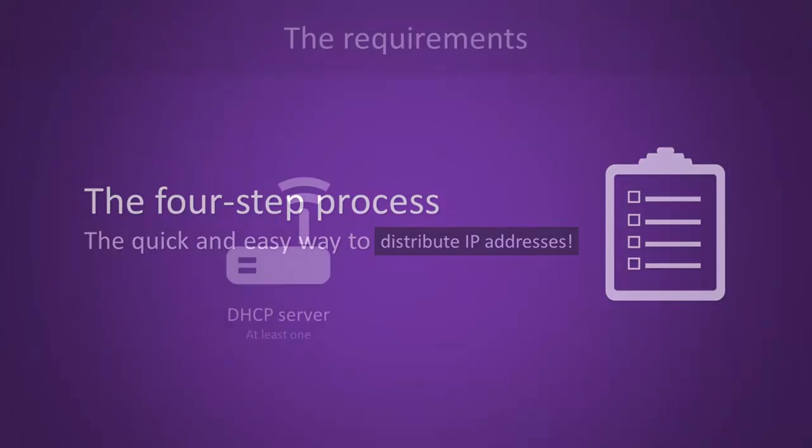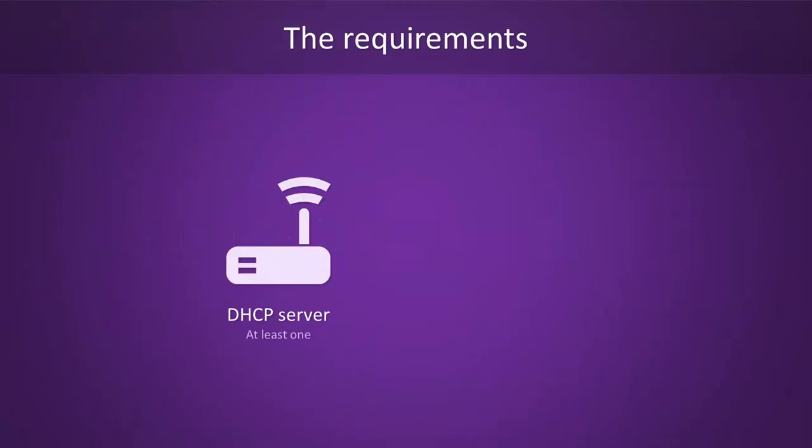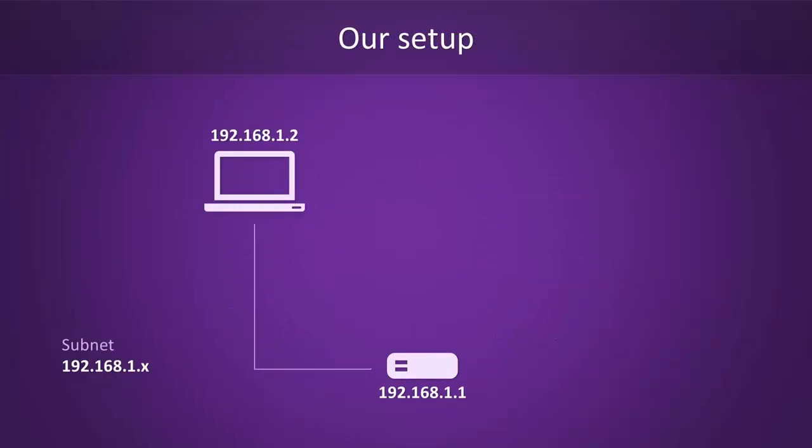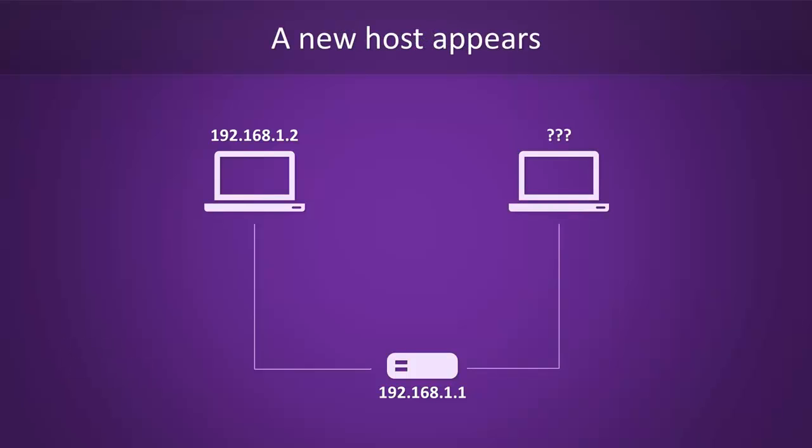Now that you get the gist of it, it's time to look at DHCP's 4-step process in a little more detail. DHCP has 2 requirements, one of which being a server. You'll need at least one DHCP server on your network, but routers usually have one built in. Secondly, every host on the network needs to run a DHCP client. There are ways to run DHCP alongside static IP addresses in your network, but let's not overcomplicate things right now and leave that aside. Here's our trusty old network again. We have a router set up at .1 and we have a host set up at .2.